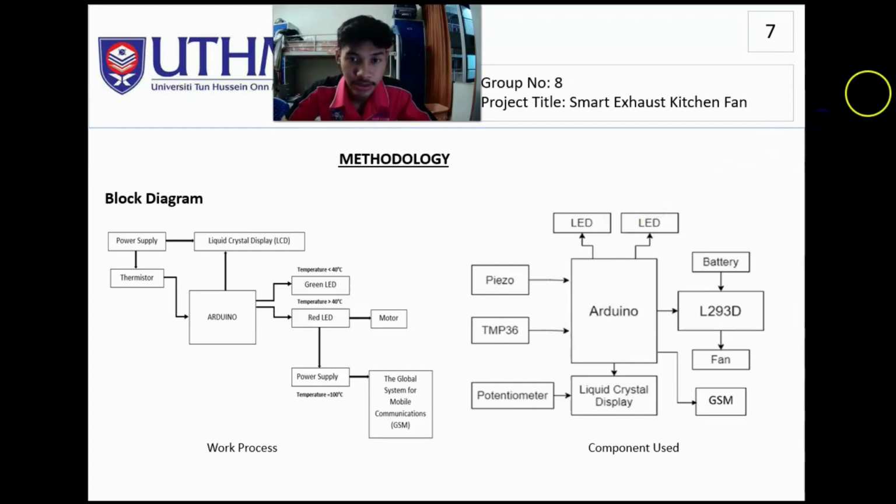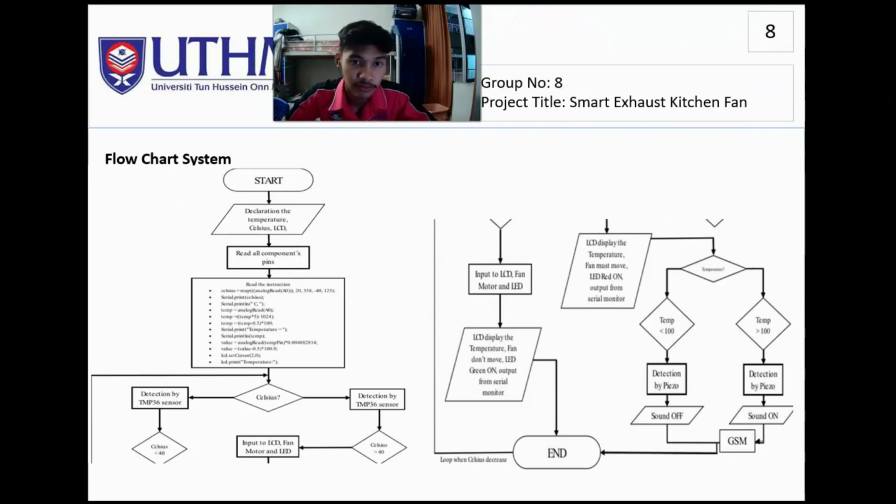Okay, next we go to the flow chart. So for the flow chart system, this is our flow chart for the project Smart Exhaust Kitchen Fan. The flow chart shows the operation of the project in more detail, with the input and output.